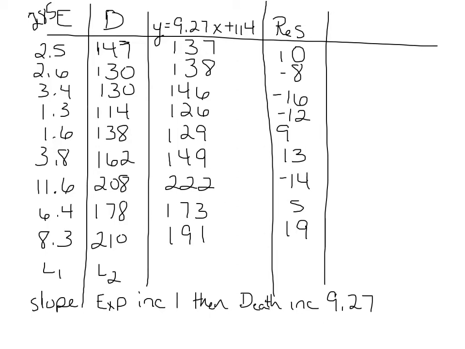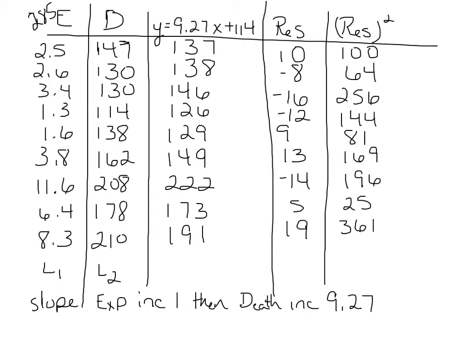Now, if the problem was asking you for the sum of squared errors or squared residuals, either one, for your predicted line, you would have to take these residuals and square them. And remember, when you are squaring something, you are multiplying it by itself, and a negative times a negative is a positive. So 10 times 10 is 100. Negative 8 times negative 8 is 64.